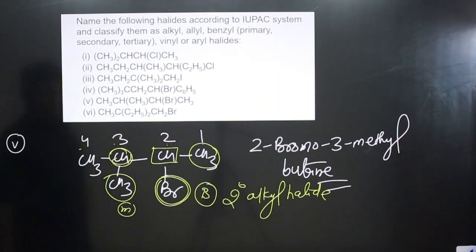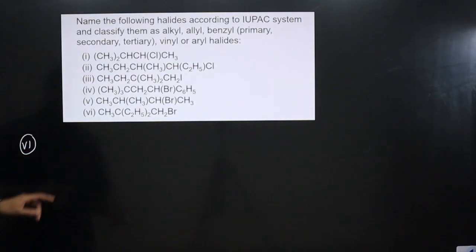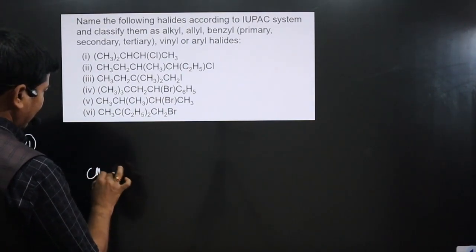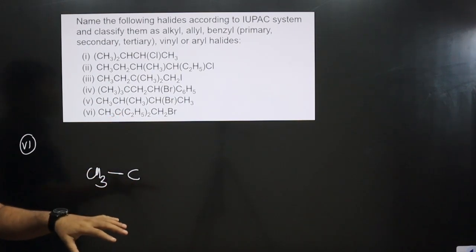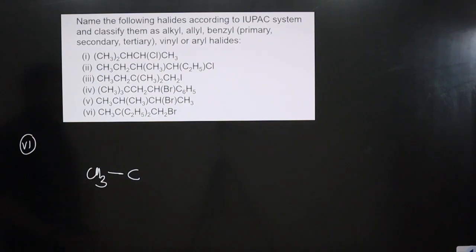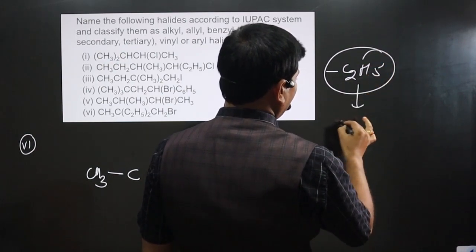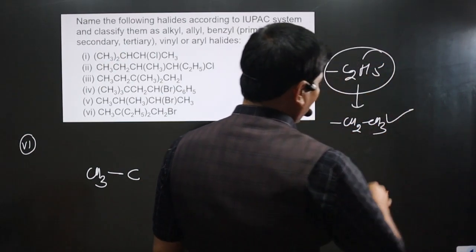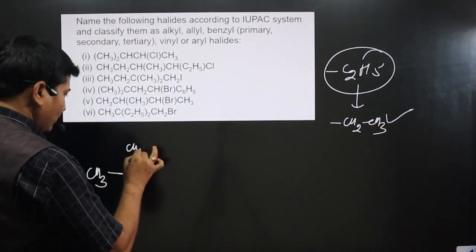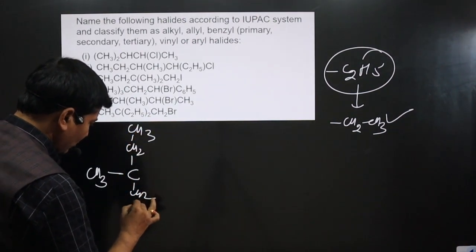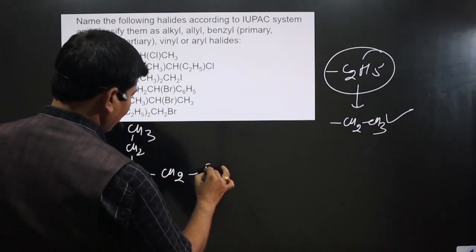Okay, then we move on to the sixth one. We have CH3. Then a carbon, to which you can see two ethyl groups are attached, C2H5 twice. C2H5 can also be written as CH2 and CH3. I write in this format so that it will be easier for the numbering of the parent chain. We have CH2 and CH3 here, here also CH2 and CH3, and next we have CH2 and Br.